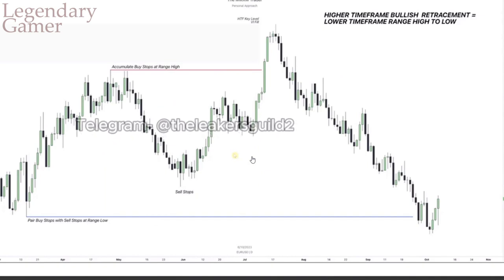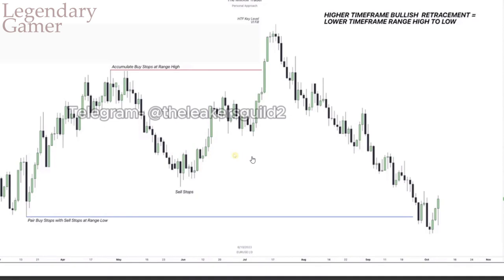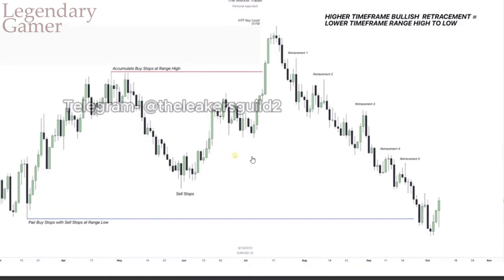So a higher time frame bullish retracement is a lower time frame range high to a range low. So how does that look like? We've got multiple retracements over here, right?